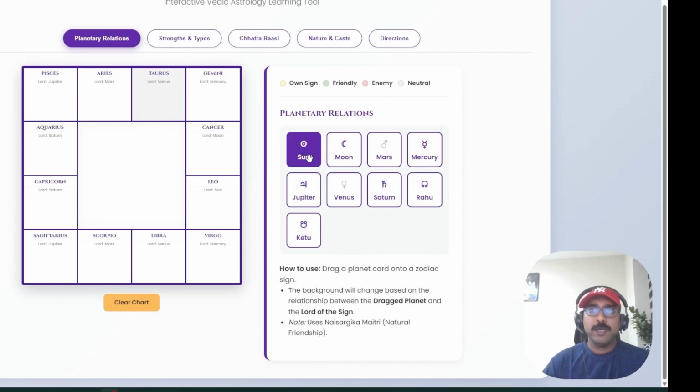For Sun, it is mentioned that Jupiter is a friend of Sun. Okay, so if I place the Sun in Jupiter's sign, it's a friend, and if I place Sun in Sagittarius, it's a friend, right? So the clear friendship is between Sun and Jupiter. Sun is considered a king in astrology, and Jupiter is considered a devaguru, right? So the relationship between these two is always beneficial.